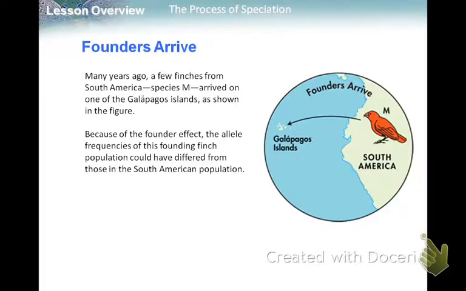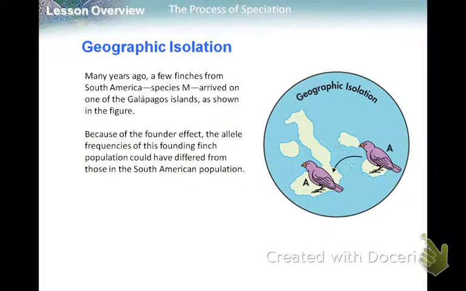What they think happened many years ago is that a few finches from South America, species M, the original species, arrived on one of the Galapagos Islands. Because of the founder effect, it was a small population, and the allele frequencies of this founding finch population could have differed from those in the South American population because there were just a few of that South American species that migrated over.